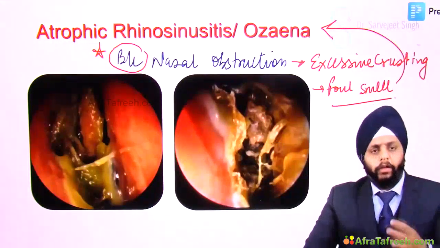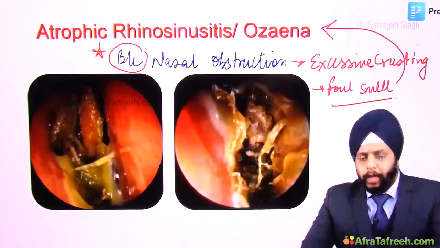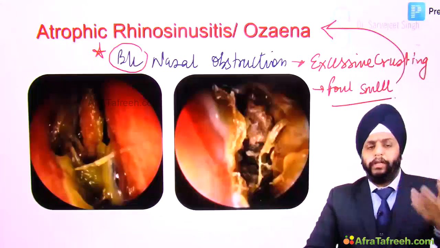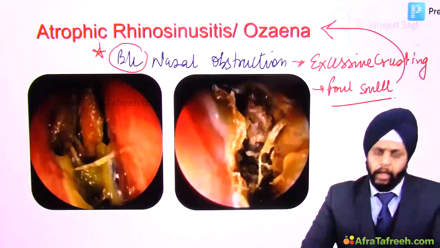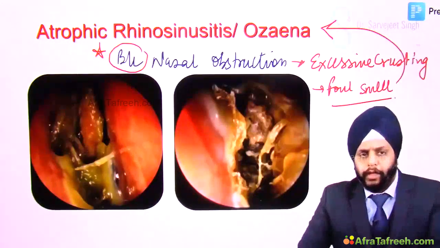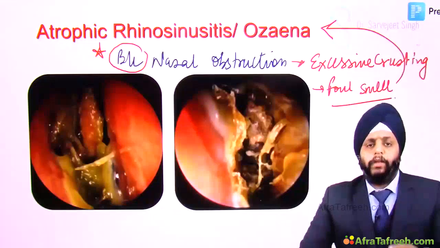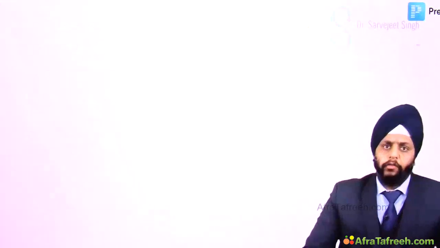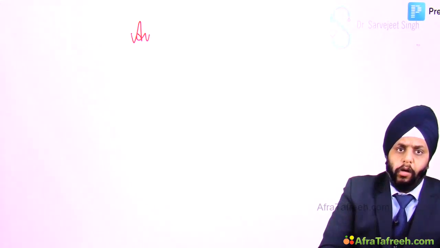Now you see these crusts are blocking the nasal cavity. The patient is not able to breathe, the air is not going in. Because of that, the air is also not able to reach the olfactory fossa, which is blocked. So the patient will have anosmia. So remember, this patient also has anosmia.